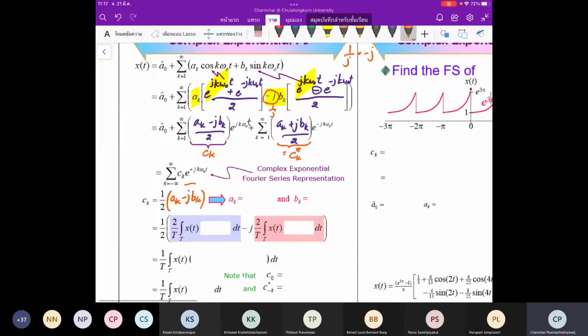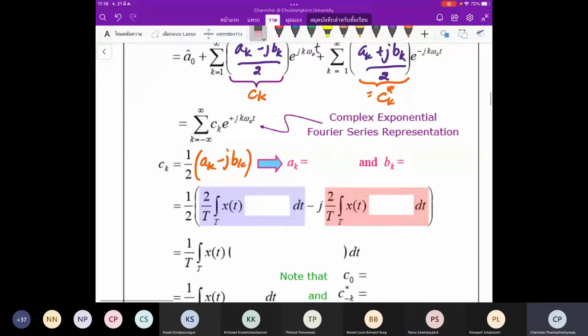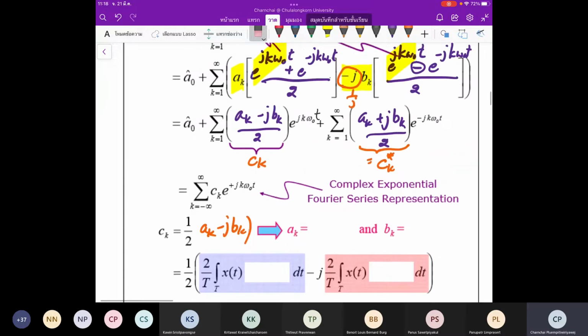Okay, that's the term. We're going to come back to this expression later. But at the moment, we have this. We leave it here for a moment. Now we come back to here.